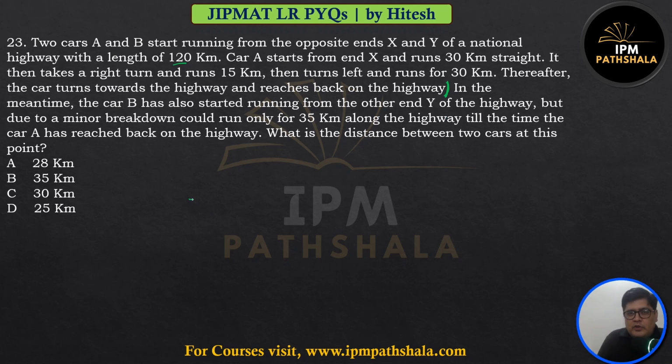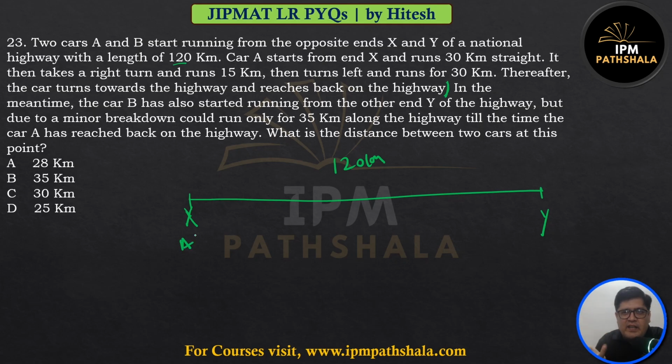Okay. So the distance between the 2 points X and Y, it's a national highway, there's a gap of 120 kilometers. There's a car A here. Car A is moving in a peculiar manner. What it does is car A starts from X and runs 30 kilometers straight. So 30 kilometers on the highway. Here, the car takes a right turn. Right turn is downwards, 15 kilometers.